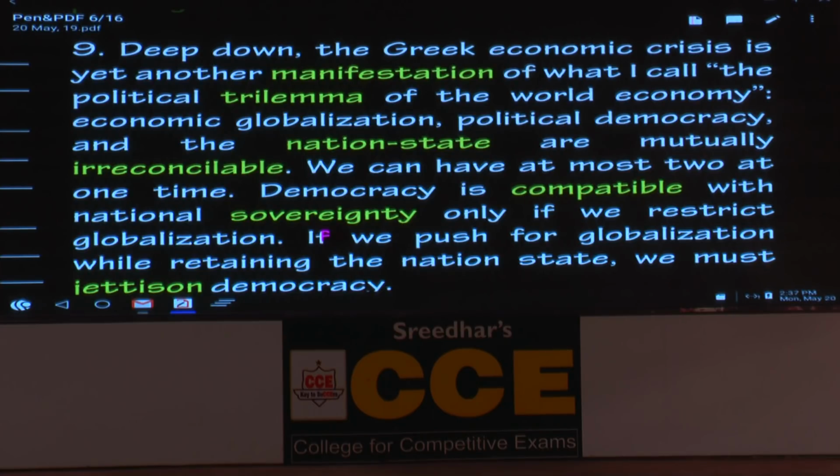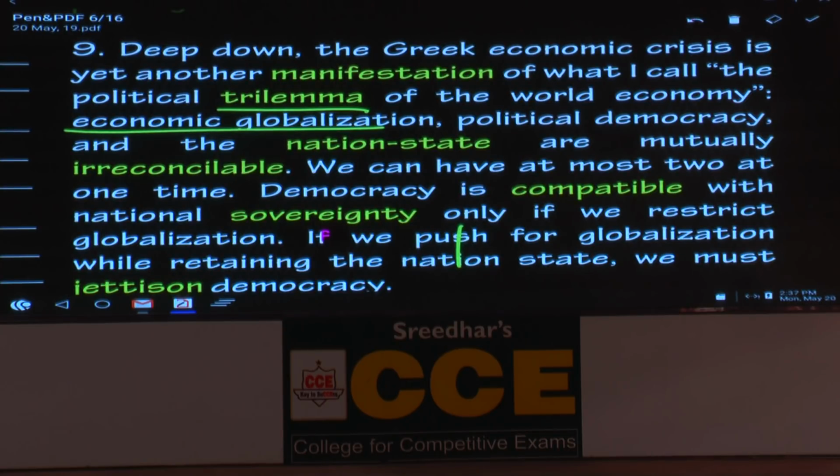Now, what are the key words? First, I'll read out the given sentence. Deep down, the Greek economic crisis is yet another manifestation of what I call the political trilemma. This is a key word. Please underline the word trilemma. Trilemma means what? Three things. Three. You all know that. Of the world economy. So, what are the three things? Please underline.